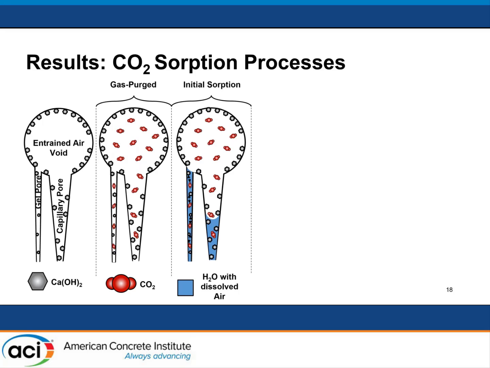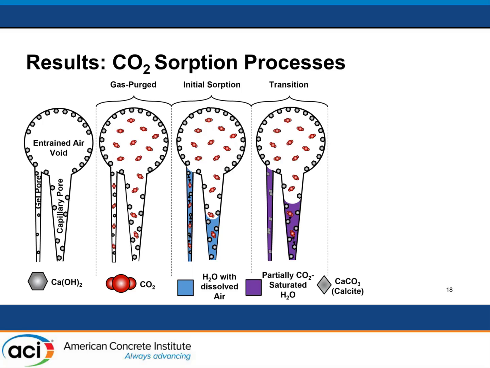And then the initial sorption process took over, but the water that would have been injected into this system had dissolved air in it, because that's just what would naturally have dissolved in the air that we put into the system. And so what happens there is your CO2 starts to dissolve in the water, your calcium hydroxide also starts to dissolve in the water, and then they react and form calcium carbonate in the pore system. But you reach this point where the pressure in that internal entrained void is higher than the capillary suction.